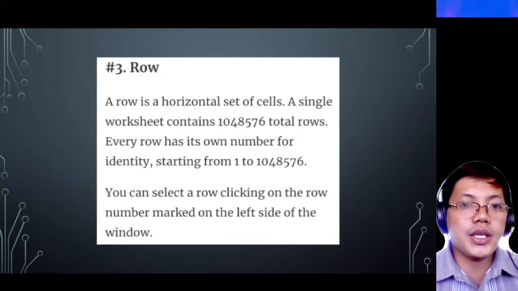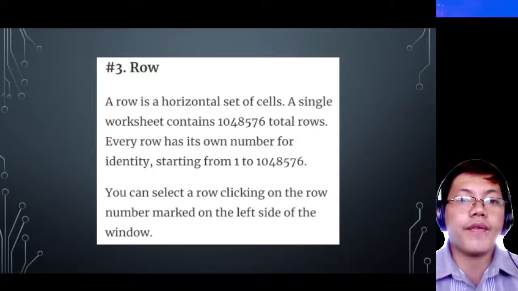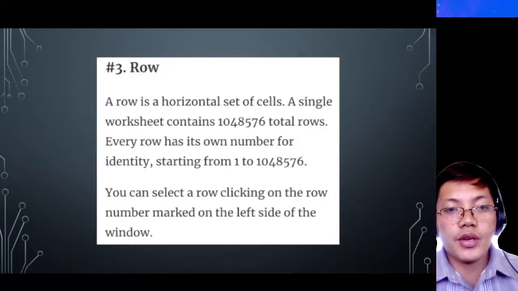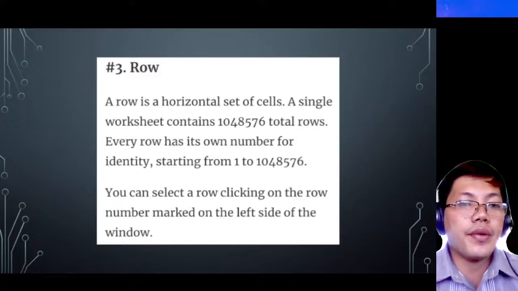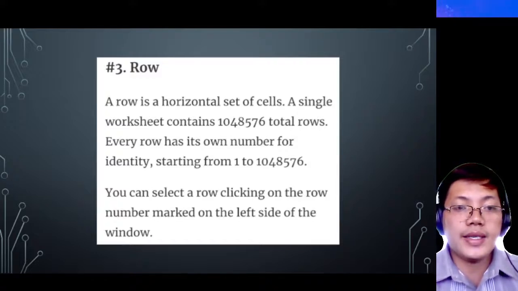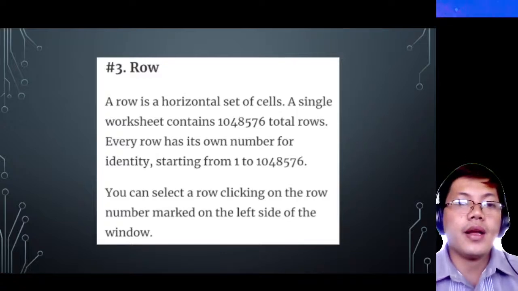A single worksheet contains 1,048,576 total rows, and every row has its own number for identity, starting from 1 up to that number. You can select a row by clicking on the row number marked on the left side of the window.